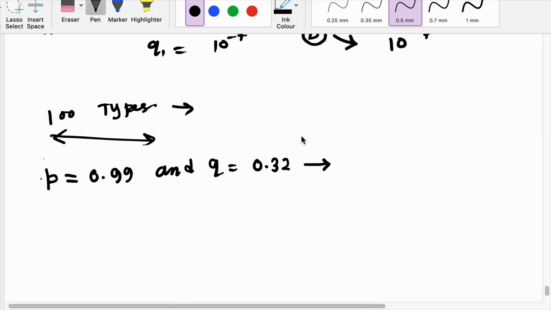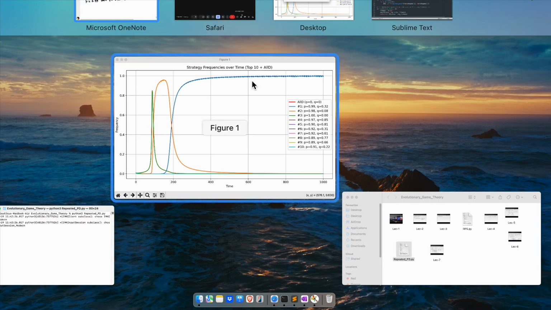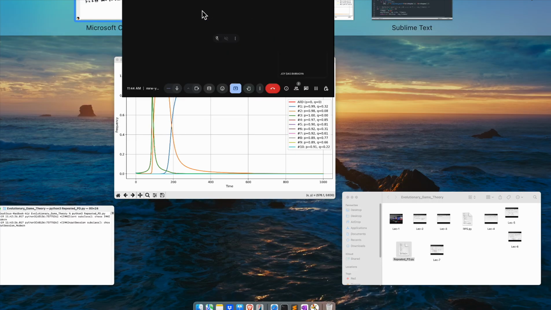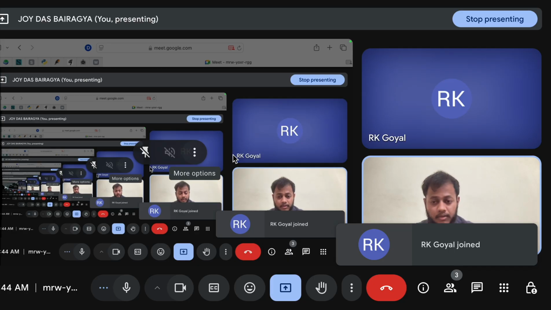That is what is winning in the long run.